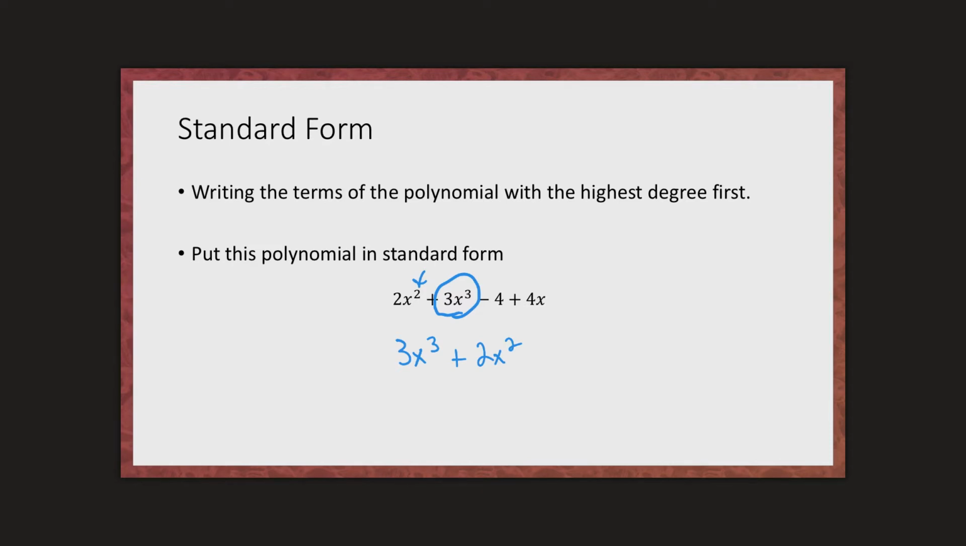Then my third highest is 4x. That's a linear term, so plus 4x. And then finally, I have minus 4. That's a negative number, so I'm going to make sure I put a minus sign in front of it and then a 4. So that is me rewriting that polynomial in standard form. Now, typically, if we were going to factor this, or if we were going to multiply it, we would want it in standard form. It makes it easier to simplify, and it makes it easier to collect like terms when everything is written in standard form.